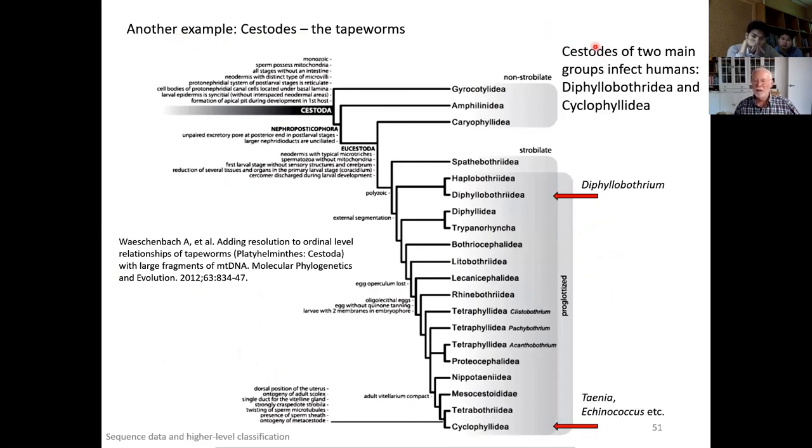And it's interesting looking at tapeworms. These are all the different order level groups of tapeworms. Each of these is a different order. And only members of two orders infect humans, the Diphyllobothriidea and the Cyclophyllidea. Cyclophyllidea include Taenia and Echinococcus, and the Diphyllobothriidea include Diphyllobothrium and some of the relatives. Almost all the rest of this huge range of tapeworms infect fish, and most of them infect sharks.